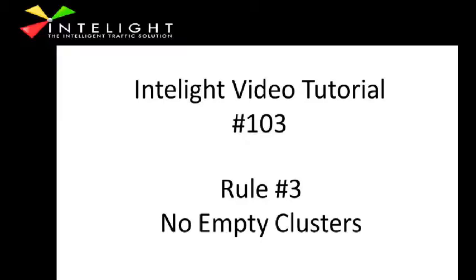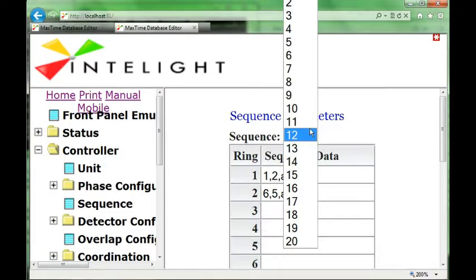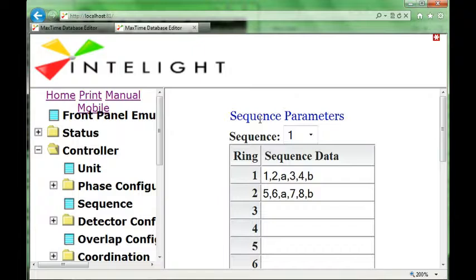Rule number 3 is no empty clusters. A cluster is a set of phases between barriers by definition. And we cannot right now have a blank cluster. The no empty clusters rule means that we cannot have an empty spot between the barriers. So a cluster would be 1, 2, 5, and 6, and the second cluster would be 3, 4, 7, and 8. So you cannot remove these phases completely.